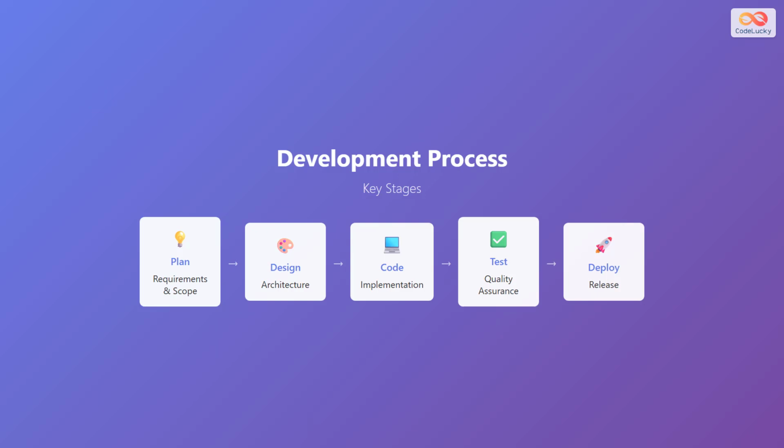Fourth is testing, where quality assurance teams verify that the software works correctly and meets requirements. Finally, there is deployment, where the software is released to the public. This structured approach ensures that open source projects maintain quality and reliability while evolving with community feedback.